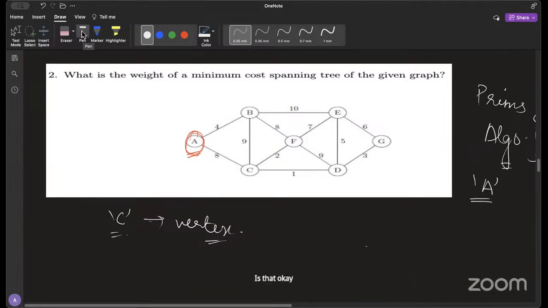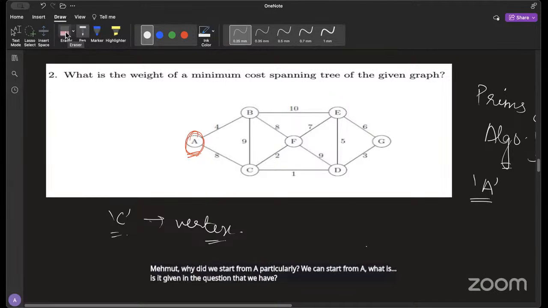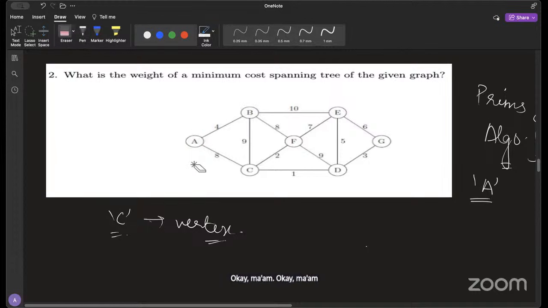Why did you start from A particularly? We can start from any vertex. Is it given in the question? Okay, ma'am. In Prim's algorithm, it's given in the question.